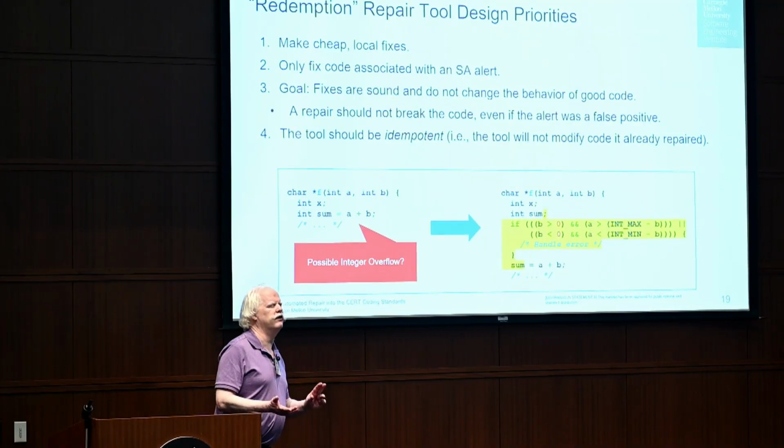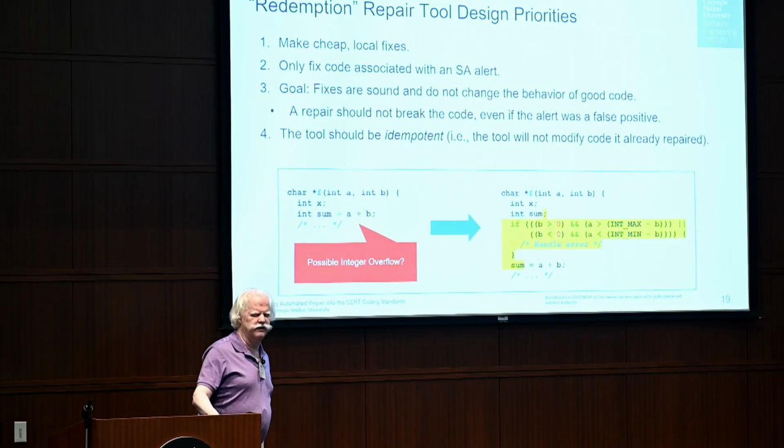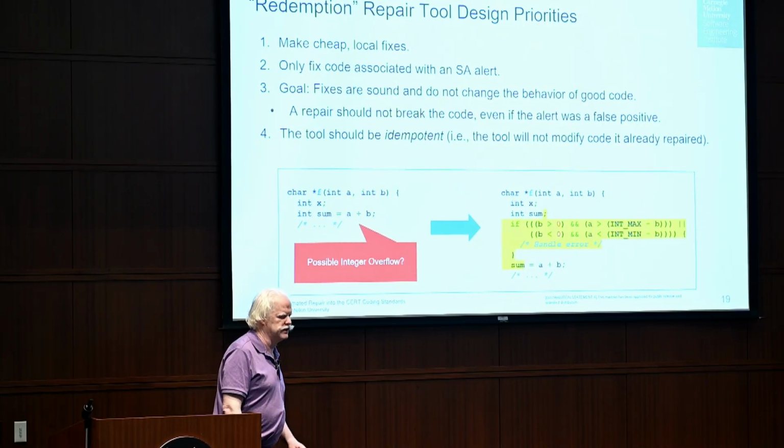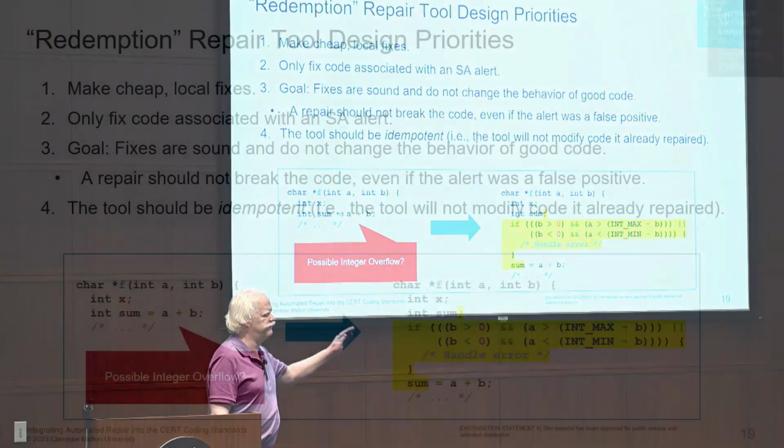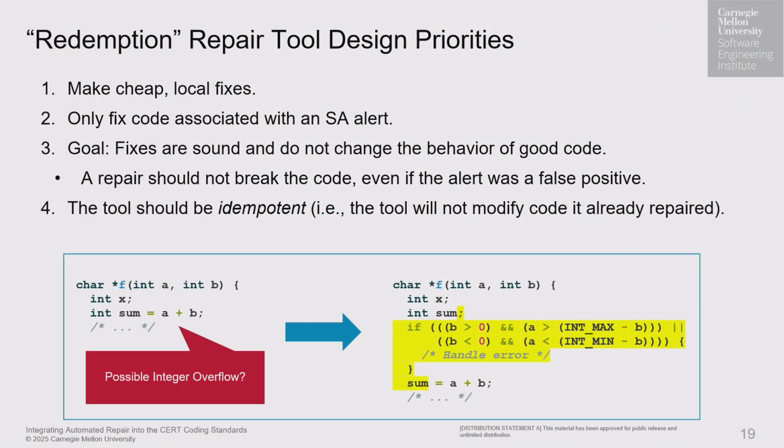So what we wanted was a tool that would make cheap local fixes, so that you could simply say, I like this fix, I don't like that one. And you could individually pick fixes, but hopefully you wouldn't need to do that. You could just simply fix 100 alerts and just trust that all of the fixes were good and would not break the code. So that was important, not to break the code.